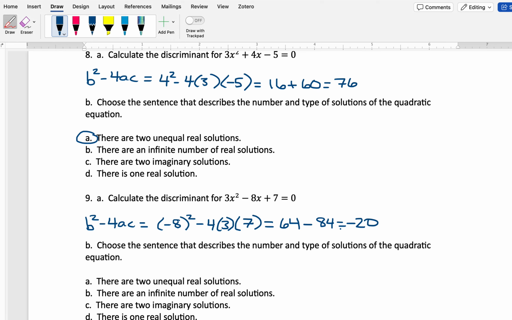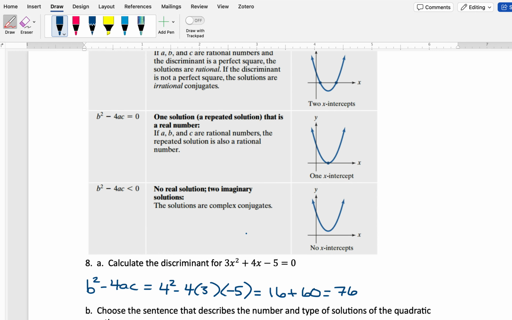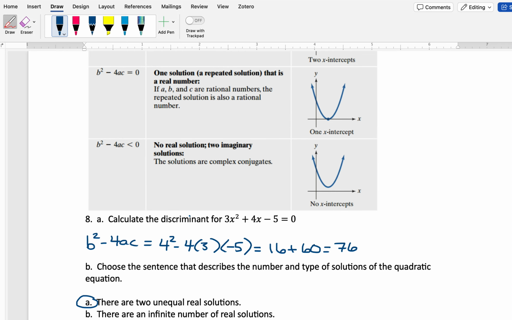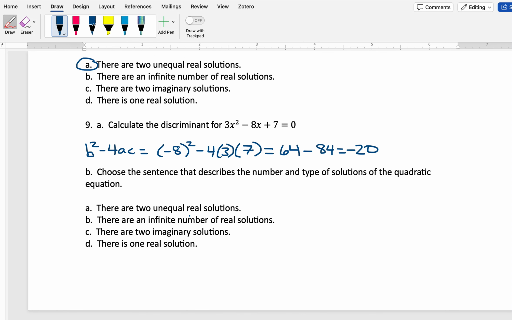So on the homework, it's going to be set up like this, where you have to enter what the value of the discriminant is, and then you have this multiple choice question. So my discriminant here is negative. So going back up to my chart, negative means that there's no real solution and two imaginary solutions. So answer choice C is going to be my correct answer.